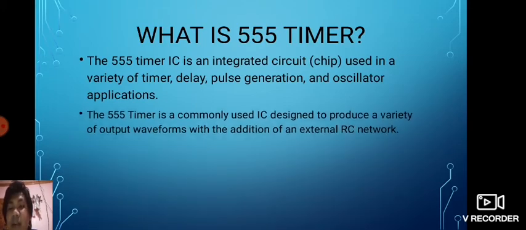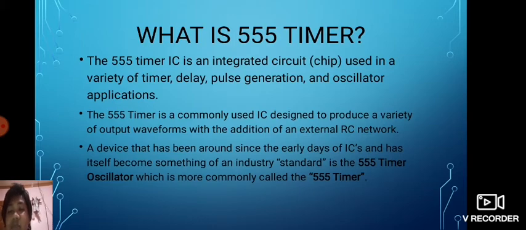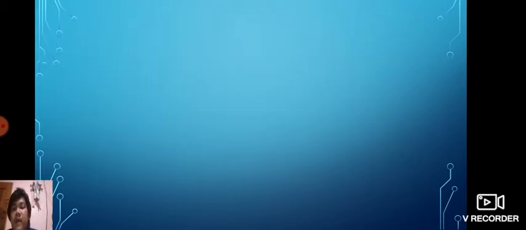The 555 timer is a commonly used IC designed to produce a variety of output waveforms with the addition of an external RC network. A device that has been around since the early days of ICs and has itself become something of an industry standard is the 555 timer oscillator, which is more commonly called the 555 timer.